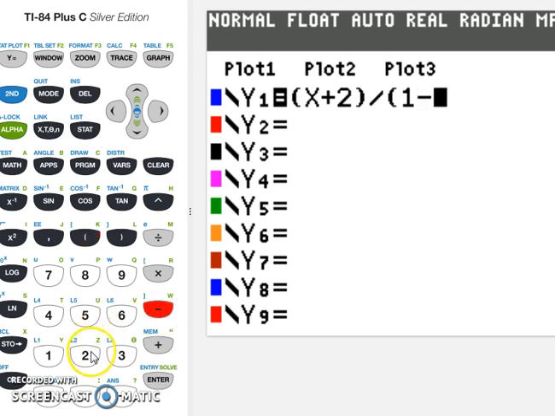You want to make sure you put them in parentheses so that the calculator knows that the x plus 2 goes together and the 1 minus 2x goes together. And then the other side of the equal sign we had was a 5. So we plug that in and we hit graph.